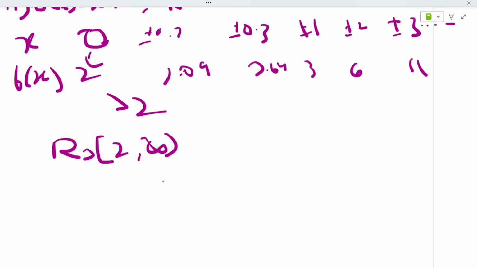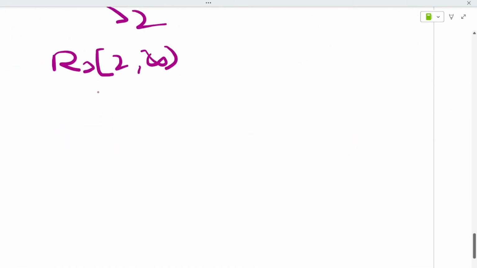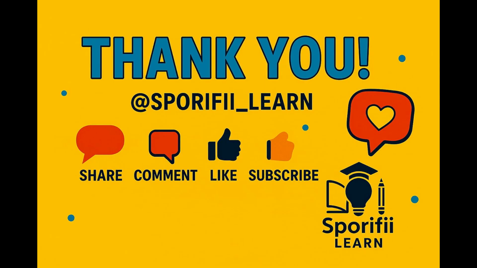If we see the next question, x is a real number, we can say easily, right? F of x is equal to x. X is real numbers, they have said. We can say that all the real numbers are the set, means the range also will be f is equal to R, means the range will also be equal to R. Okay. So this is how we solve this exercise.